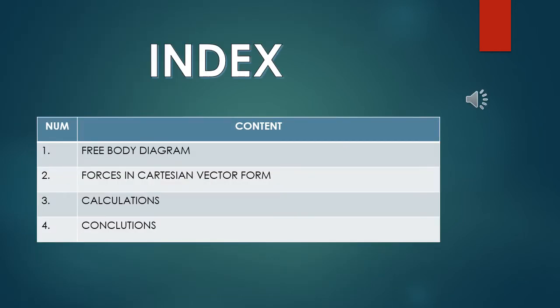These are the contents of our presentation, starting with the free body diagram, followed by the forces in Cartesian vector form, calculations, and conclusion.